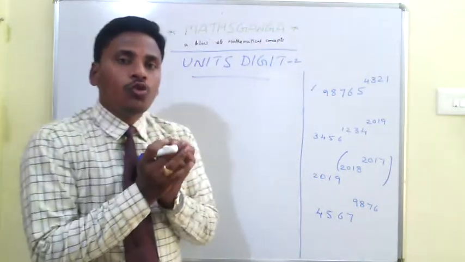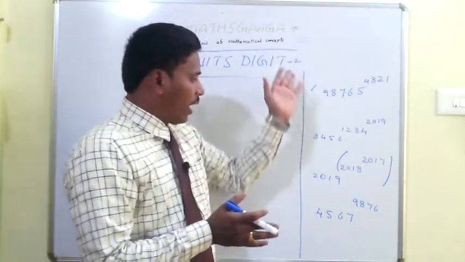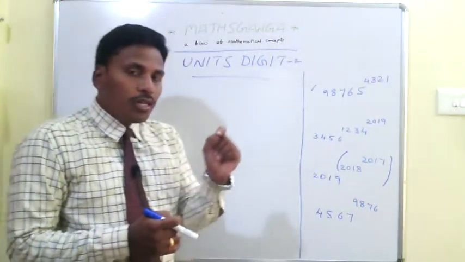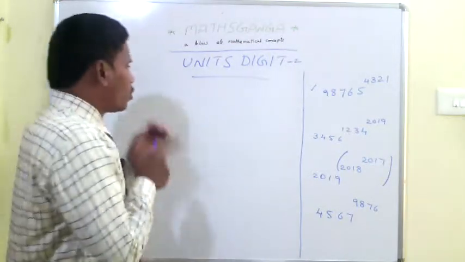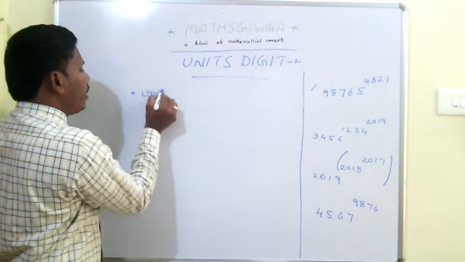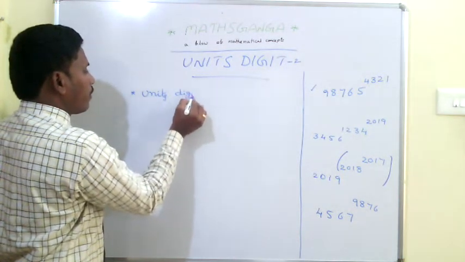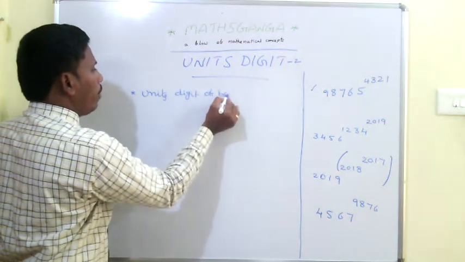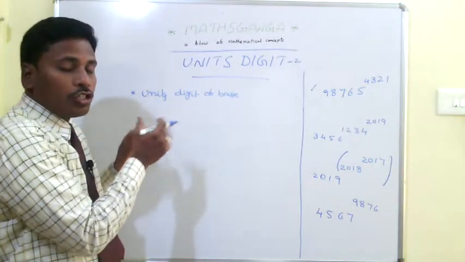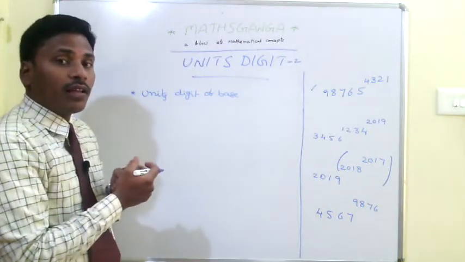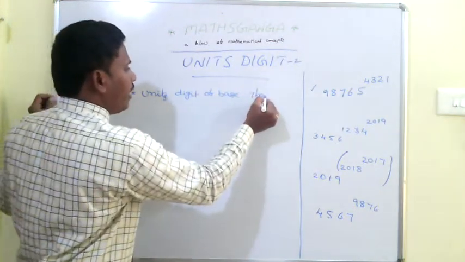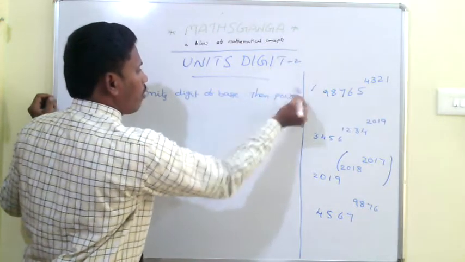So to find the unit digits for the powers of numbers of this type, initially we need to concentrate on the units digit of the base. Okay, so the first thing is we need to concentrate on the units digit of the base. And then after that, we need to concentrate on the power of the base.